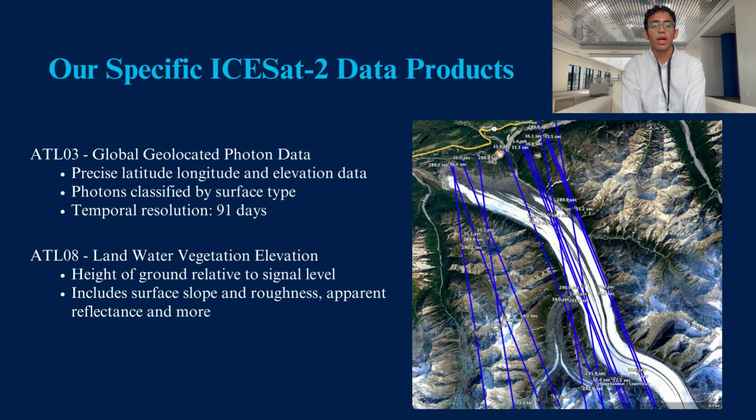On the screen, we have our different ATL03 and ATL08, which are ICESat-2 data products. ATL03 is global geolocated photon data. ATL08 is land, water, vegetation, elevation. And on the right, we mapped these files processed into KML files in Google Earth Pro, and these are the ground tracks of the ICESat-2 satellite.